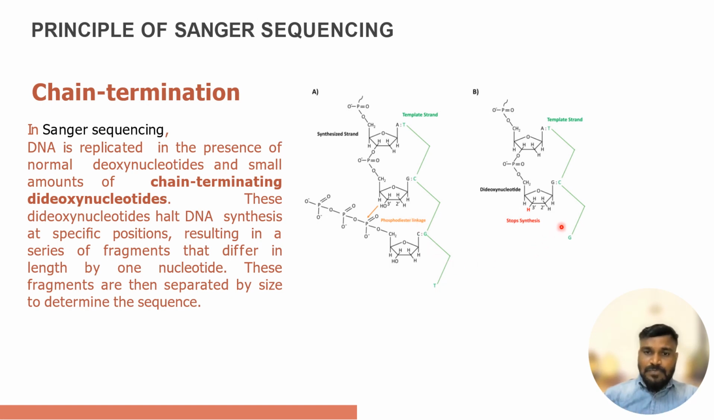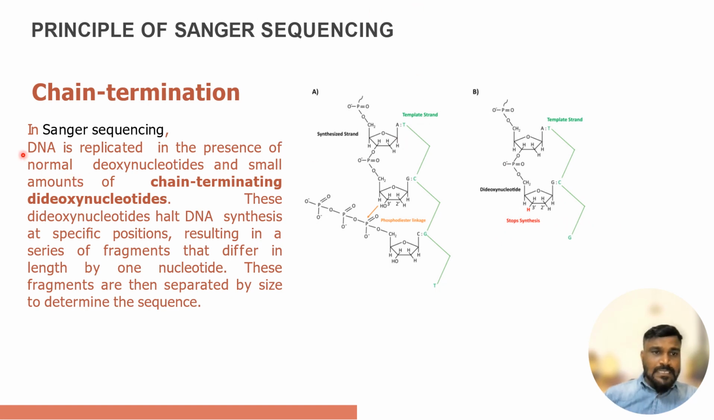Whereas in case of dideoxynucleotide, we have an oxygen removed at the second position, also an oxygen removed at the third prime position. So that's why we call it as dideoxynucleotide. In this case, there is no favorable condition for this triphosphate to form the phosphodiester bond. So whenever there is an attachment of dideoxynucleotide, there will be a chain termination.